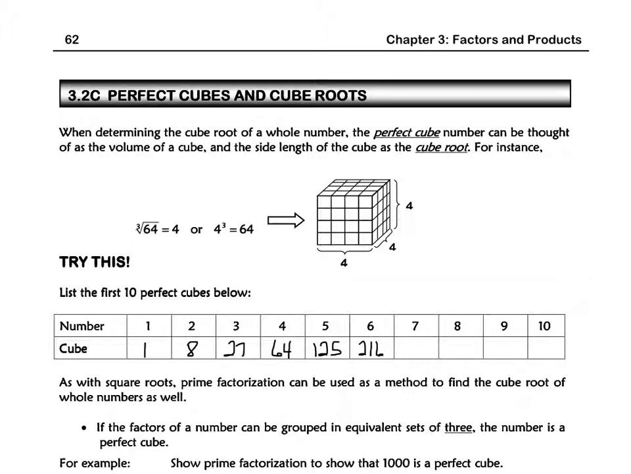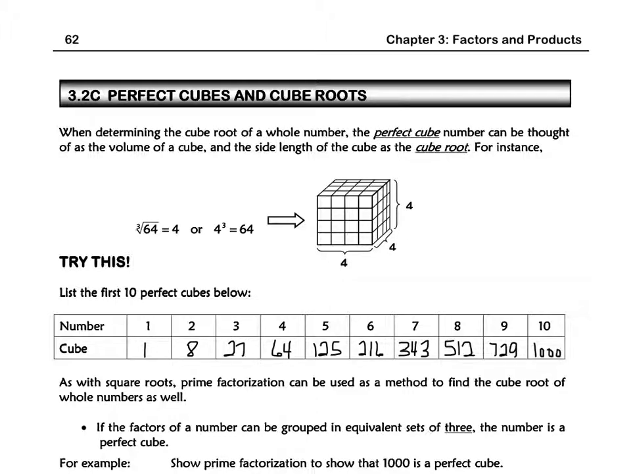And 7 times itself 3 times is 343. 8 times itself 3 times is 512. I don't know the perfect cubes off the top of my head as well as the squares. 729 is 9 times 9 times 9. And most of you will know 10 cubed is 1,000.